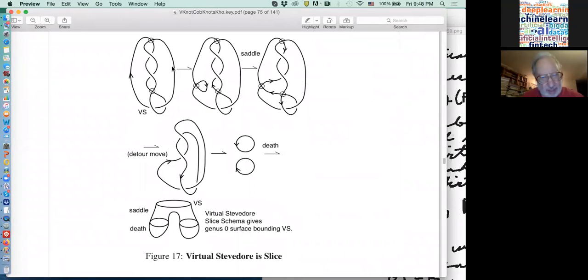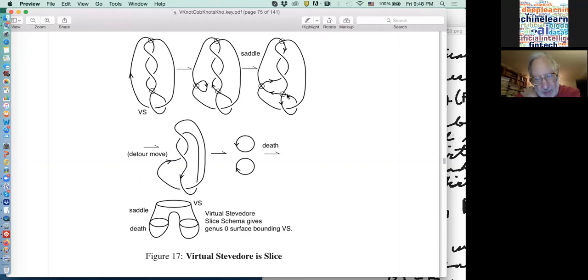So this is an example of a virtual knot here. I call it the virtual Stevedore because the classical Stevedore knot has a crossing here and a crossing here. So I've converted the Stevedore into a virtual knot with fewer crossings. This only has 4 crossings. And then I do a virtual move to make a saddle point move available right there. And then I go through my saddle.